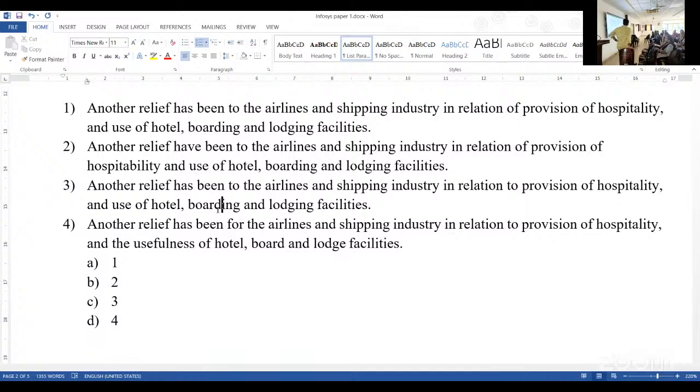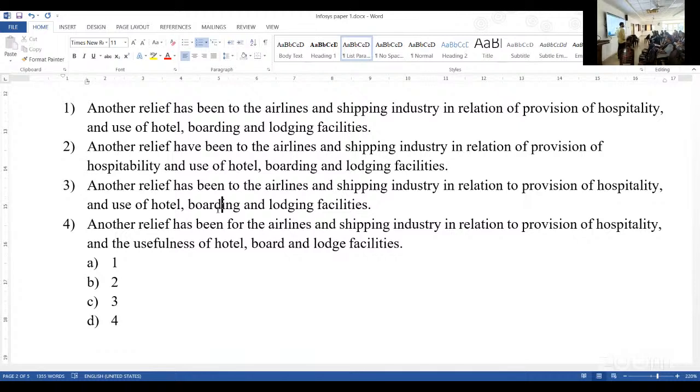Tell me why. Let us start with 4. Instead of has. Why should we use to instead of for? Just now, if you remember, we discussed to and for, right? So when do we use to? When someone is receiving something. So relief is received by the airlines and shipping industry. So that is the reason. What is the preposition we should use here?